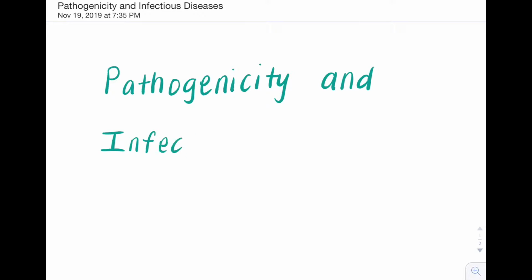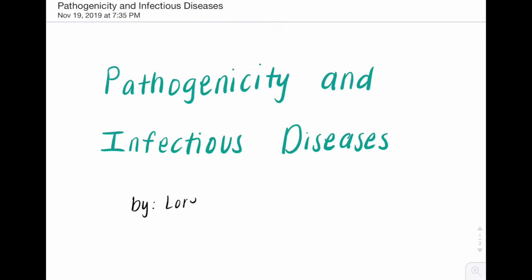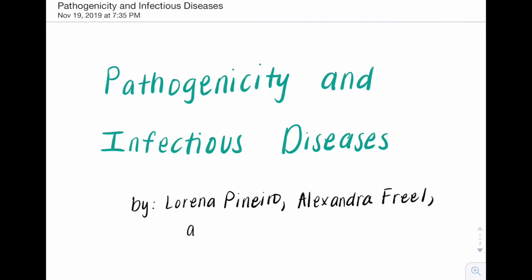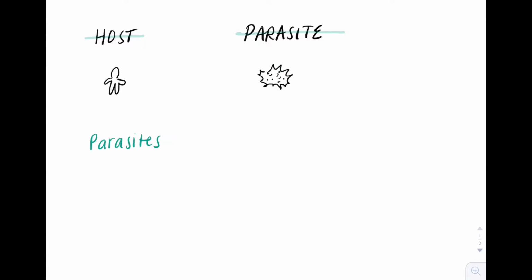Today's topic is pathogenicity in infectious diseases. First, let's talk about our host and our parasite. Hosts are large organisms that support the growth of smaller organisms, whereas parasites are any organism that causes diseases and metabolically depend on the host to grow.